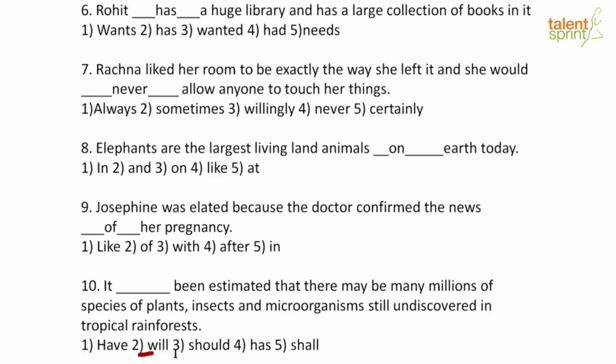Is it have? Is it will? Is it should? Is it has? Or is it shall? I know from the structure, with "being estimated" being the clue, it either has to be have or has. I can automatically eliminate options 2, 3 and 5: will, should and shall, right? Will being estimated, should being estimated, shall being estimated, incorrect.